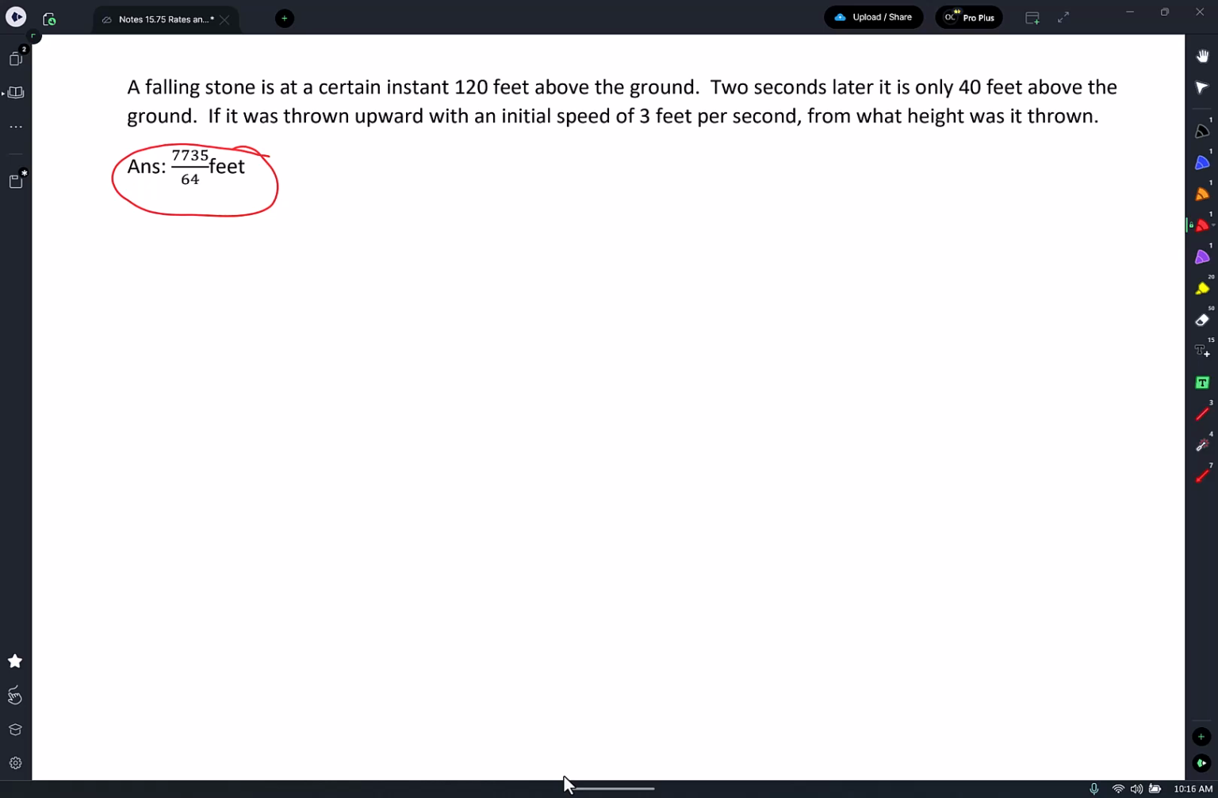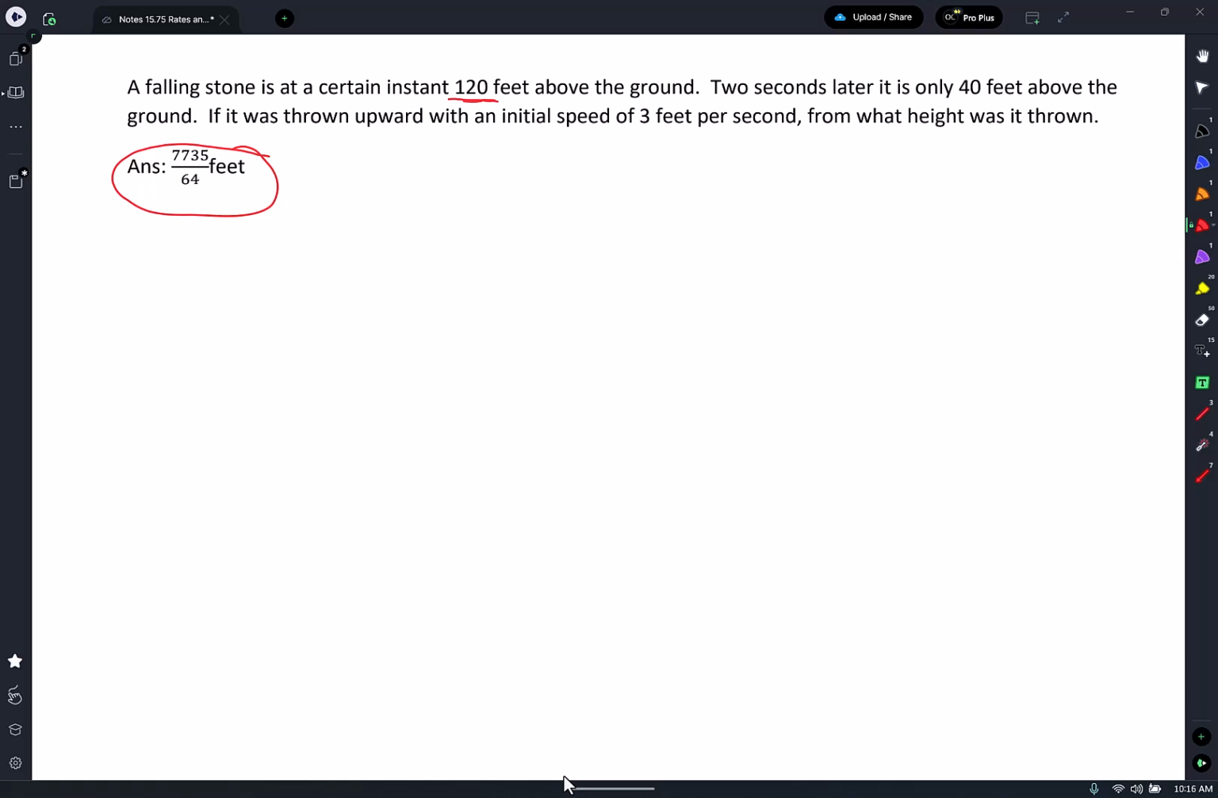Okay. 2 seconds later, it is only 40 feet above the ground. If it was thrown upward with an initial speed of 3 feet per second, from what height was it thrown? At first glance, it looks like you can just do this question with regular physics. What makes it hard is they don't tell you at what time it is at 120 feet. It just says at a certain instant. At some time, it's at 120. That's what makes it hard.